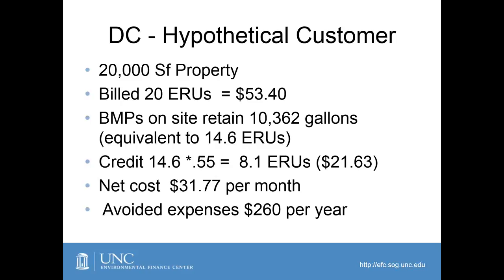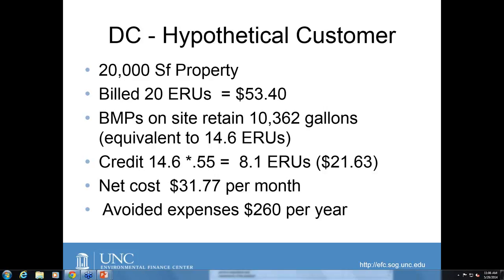So I'm going to go through, just like Stacy did, and show an example of the DC program. The DC fee, at least this part of the stormwater fee, is not quite as large as the Philadelphia fee, but it does have that sizable potential credit. And let's take the same general type of property that Stacy mentioned. In this case, we'll look at 20,000 square feet. DC makes it very easy for you to calculate credits and fees, because an ERU, an equivalent residential unit, in DC happens to be 1,000 square feet. So thank you very much, DC, for that. So a 20,000 square foot property is 20 ERUs.